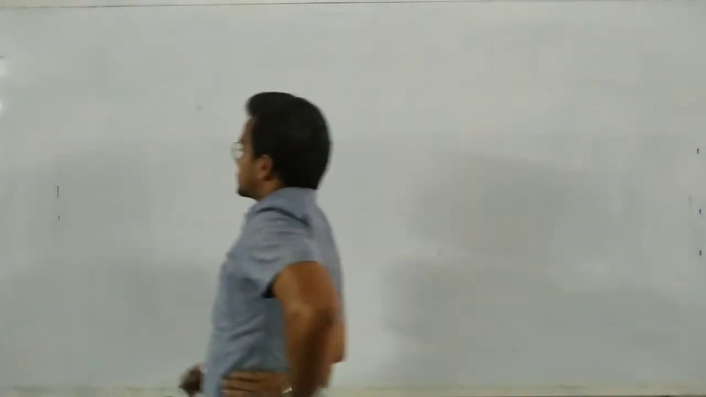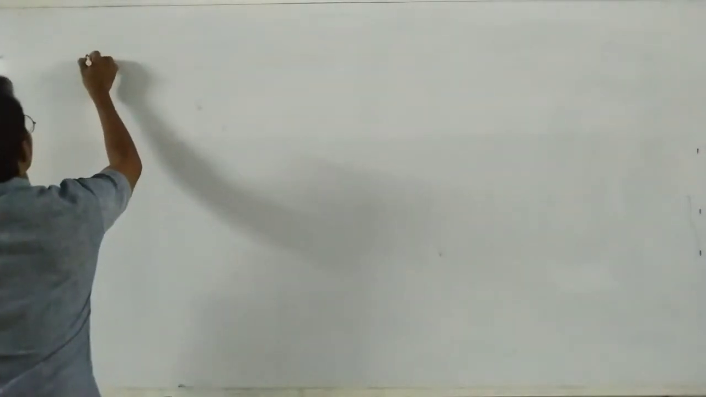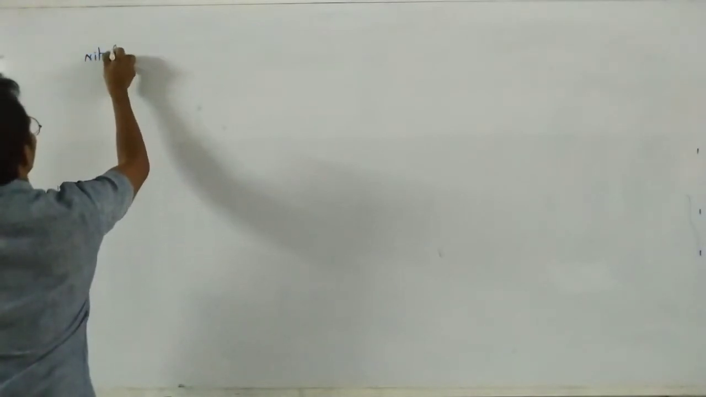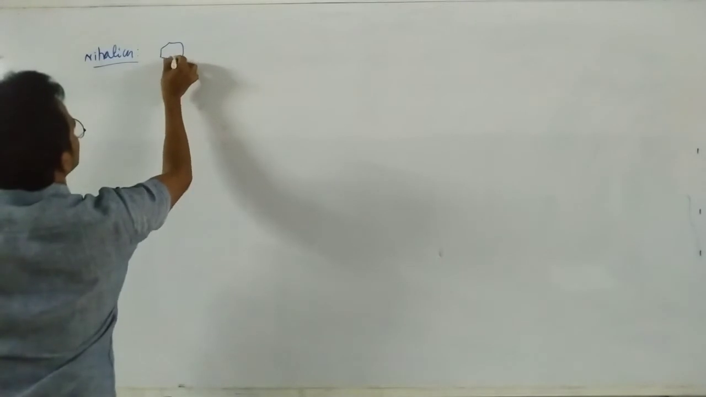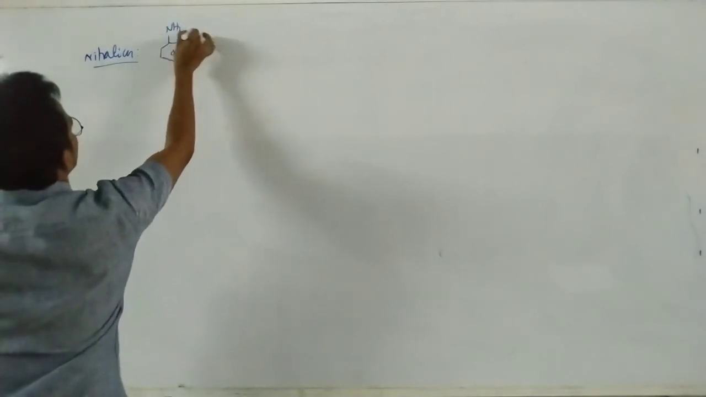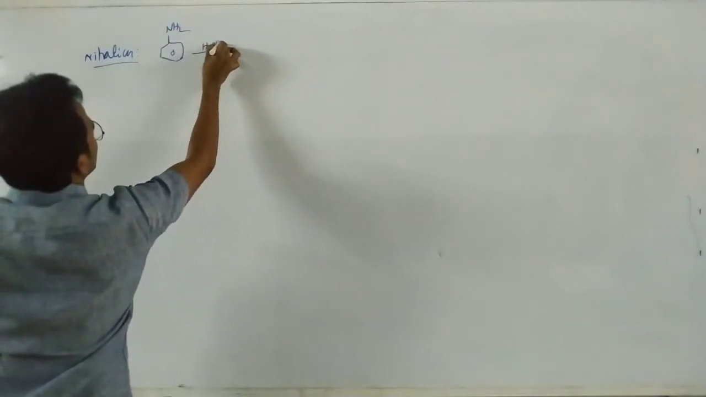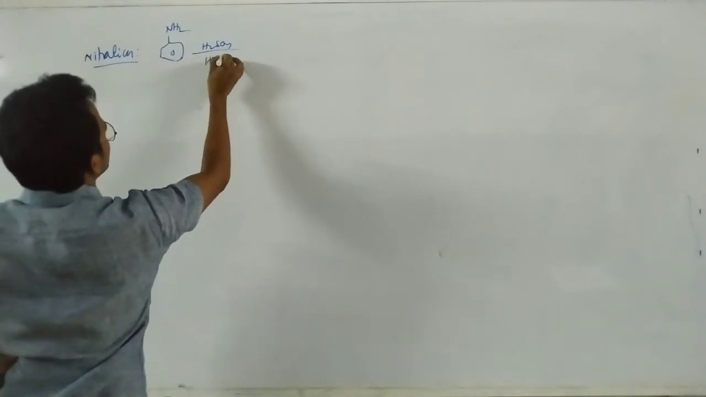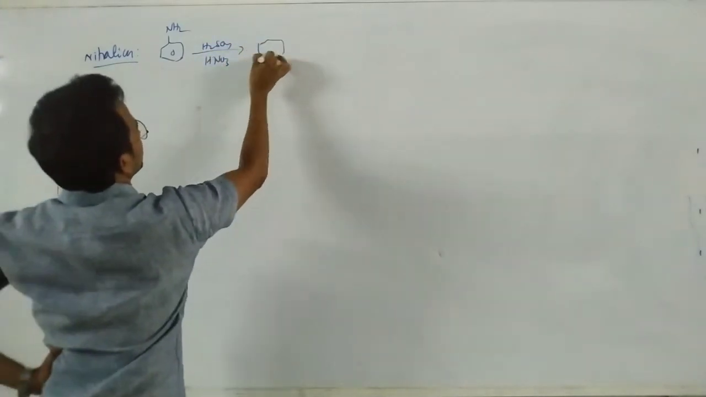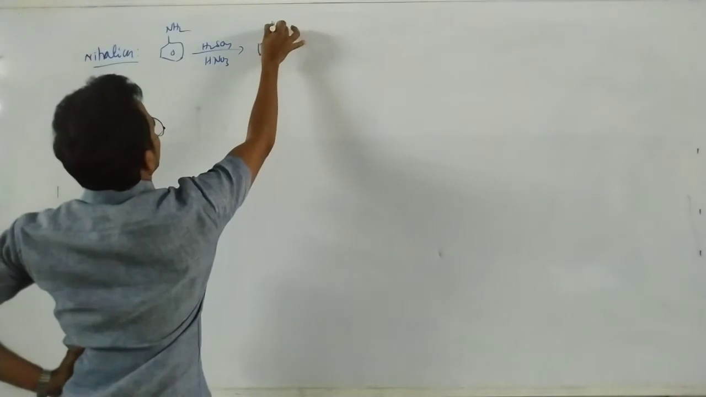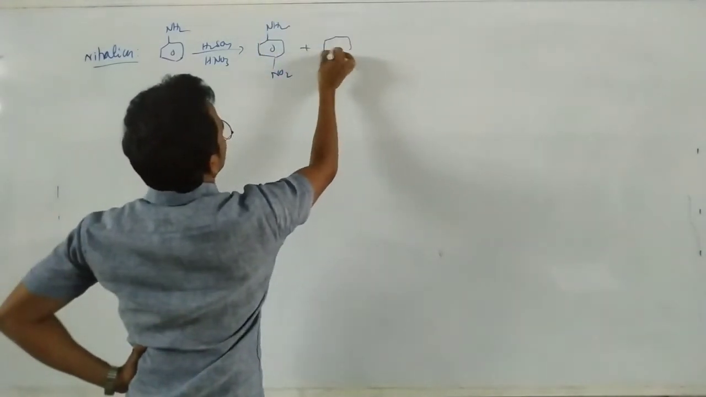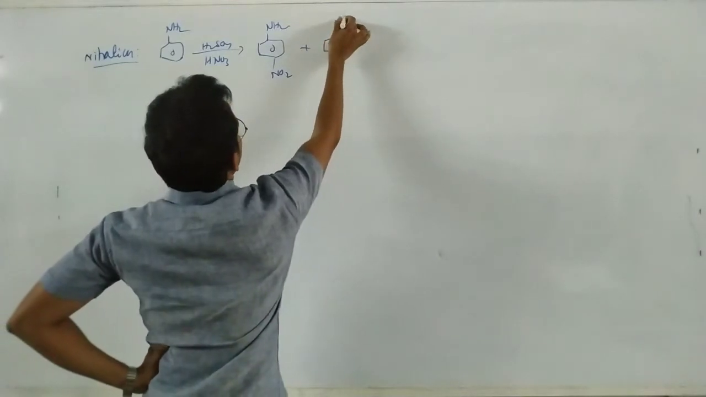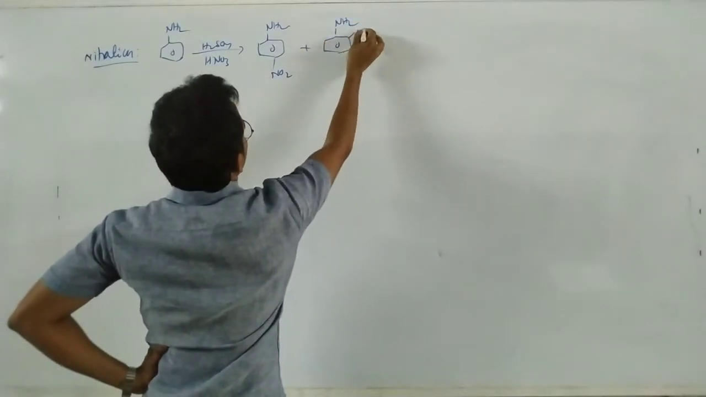Okay. So the next reaction is nitration of aniline. Here, H2SO4 and HNO3 are used. The NO2 plus electrophile attacks at the para position as well as the ortho position.